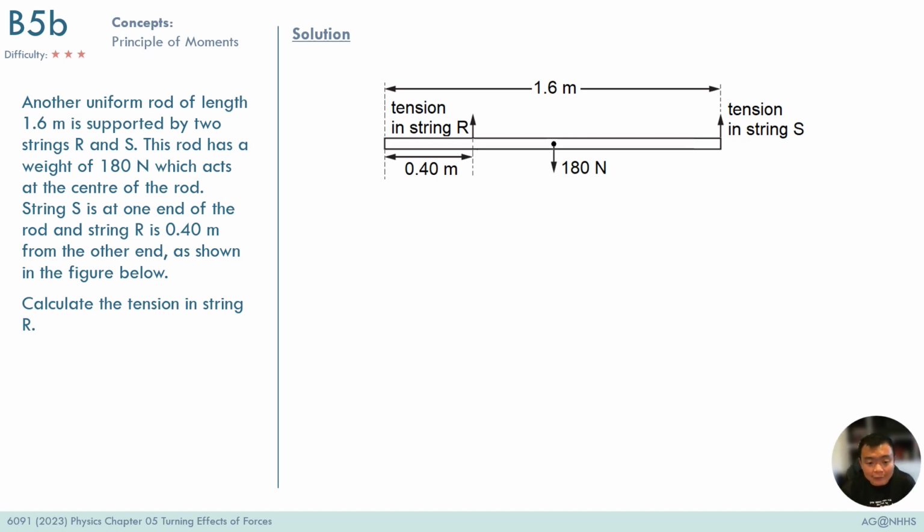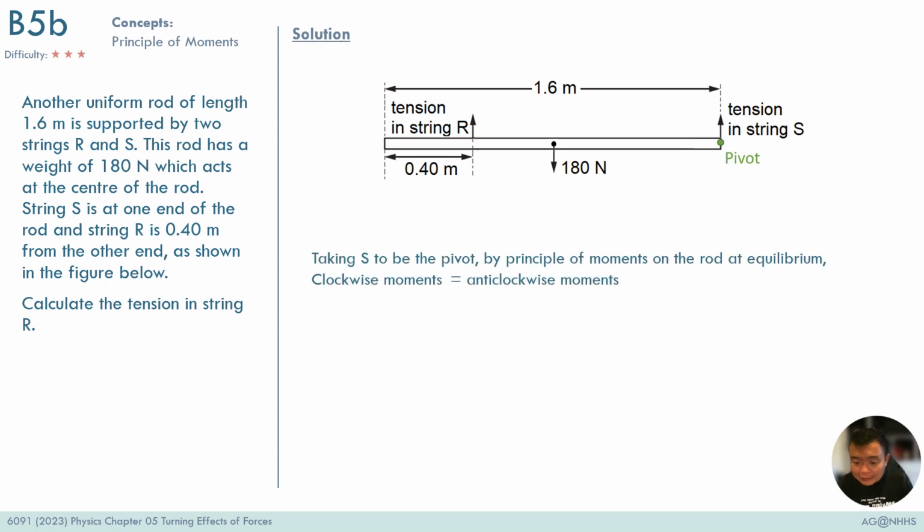In this part of the question, it's slightly more difficult because the pivot point is not known. I've talked about this in the previous MCQ, and the technique to solve this kind of question without a clear pivot is actually to just take any of the points on the rod as the pivot point. And this is true if the rod is not moving, it is in equilibrium. So I will do that, and I will let S be the pivot point.